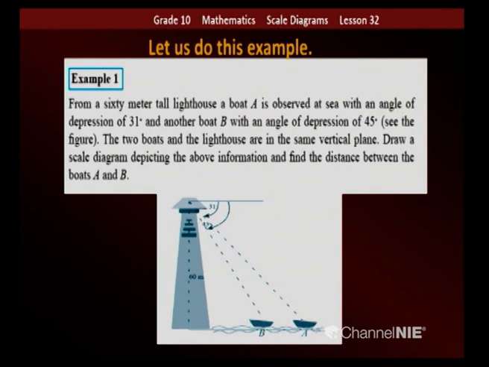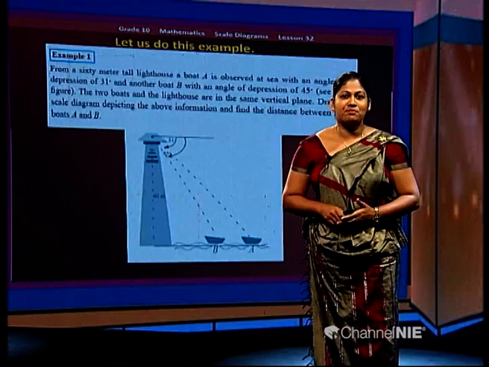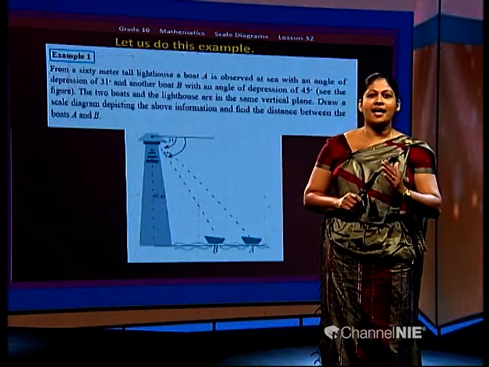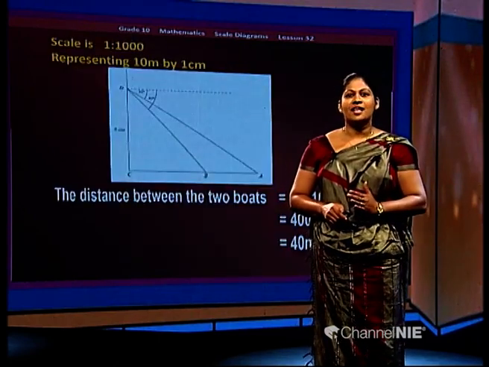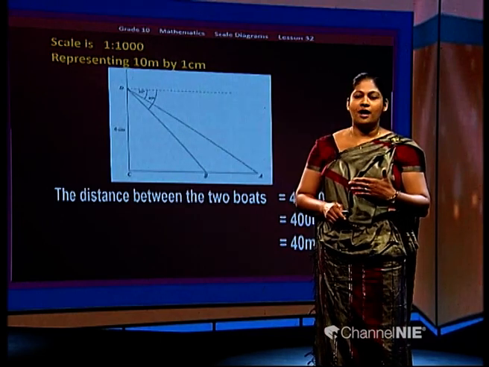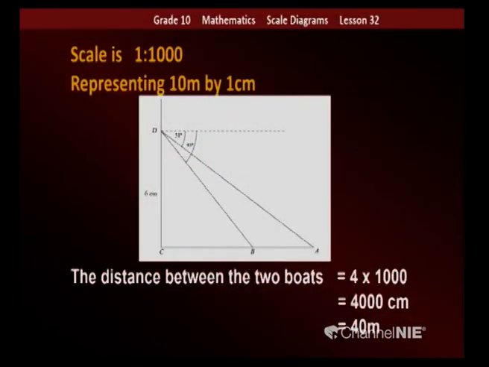What you have to do is draw a scale diagram representing the information and find the distance between the two boats A and B. Okay, we'll see. I have done it for you. I will explain the way to draw this one. I think you will refer to the example again and again, and you will understand.